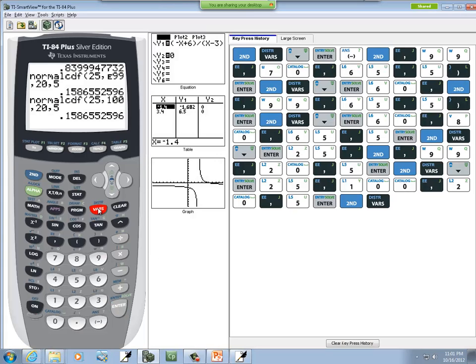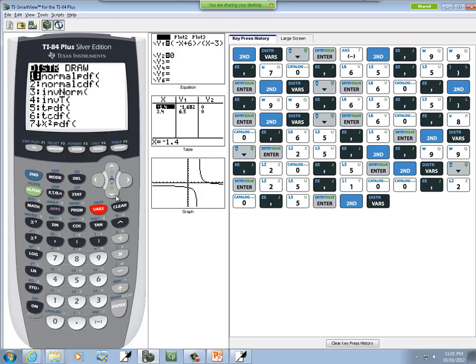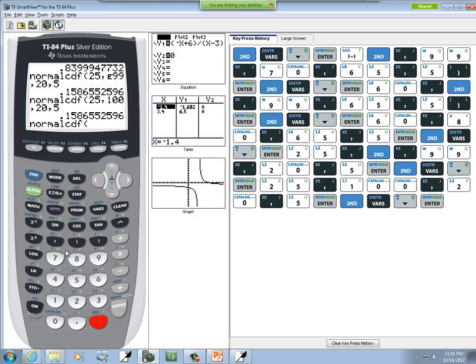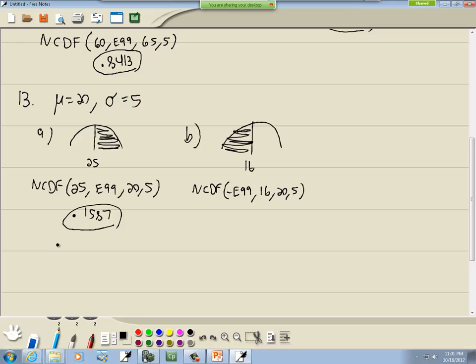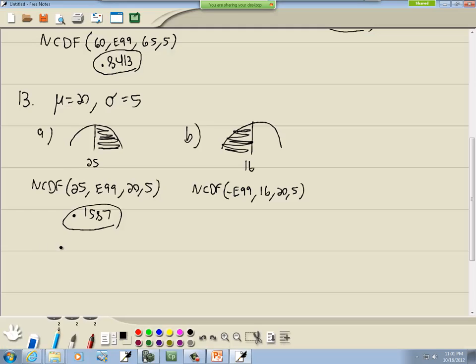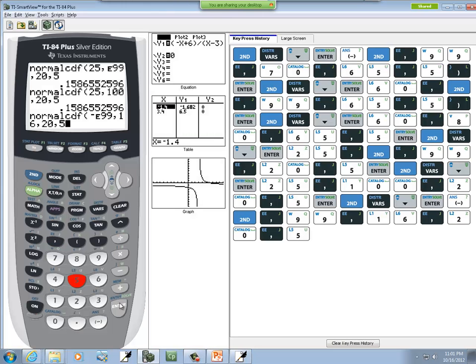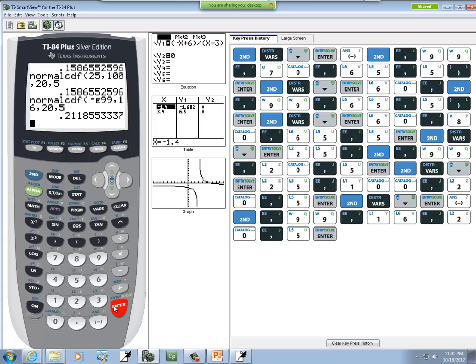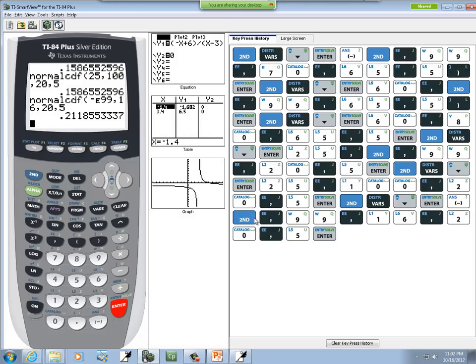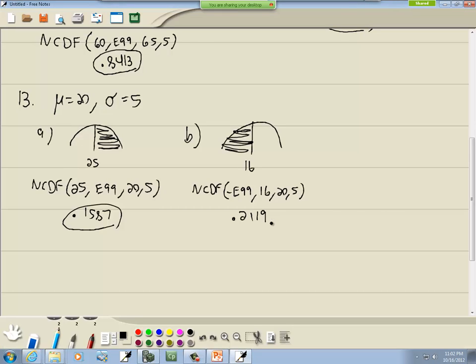So we'll do 2nd Vars, normalcdf. We'll do negative E99, comma, 16, comma 20, comma 5. You don't need the closing parenthesis at the very end, in case you're wondering. And we get 0.2119. And that's our answer.